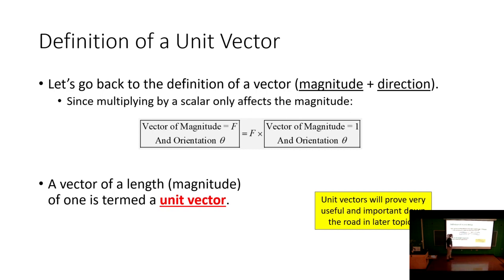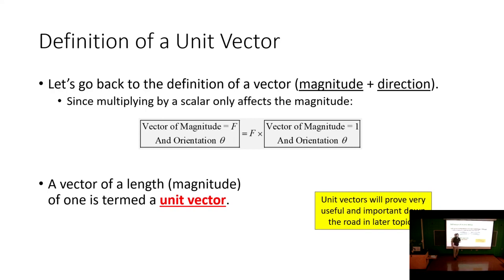What I could do is say, well, instead of having the vector of magnitude F and the angle of orientation theta, I'll factor that F out. Okay? So I'll have the magnitude over here on the outside, and now I've got a vector, but its length is 1. Its magnitude is 1.